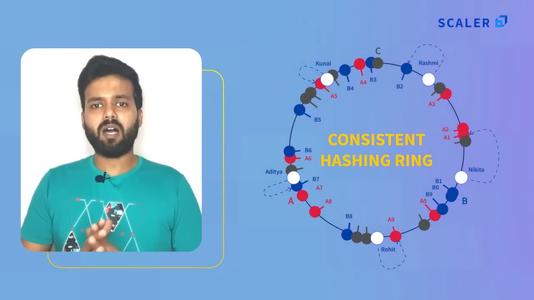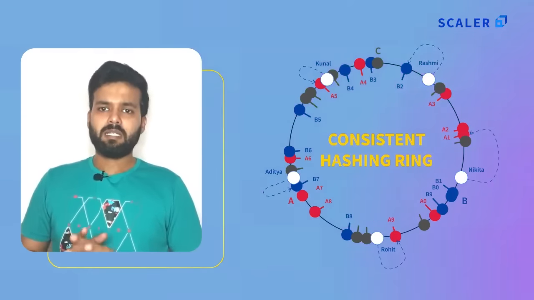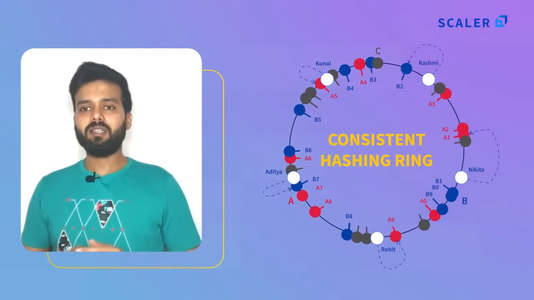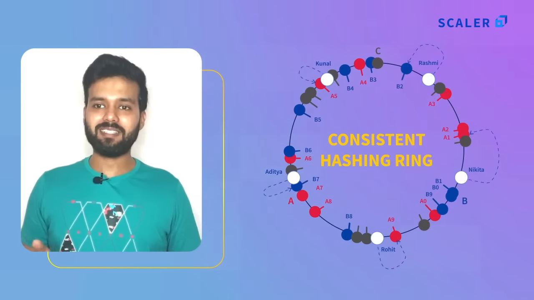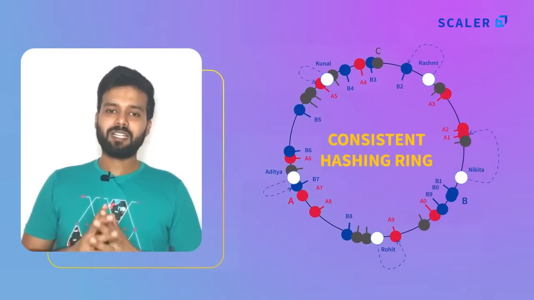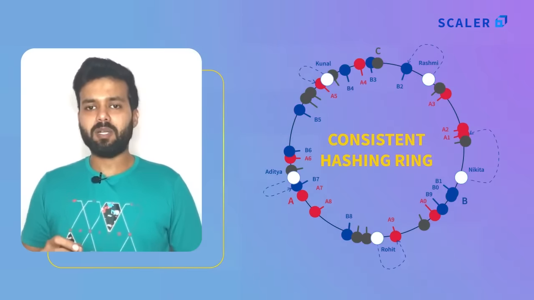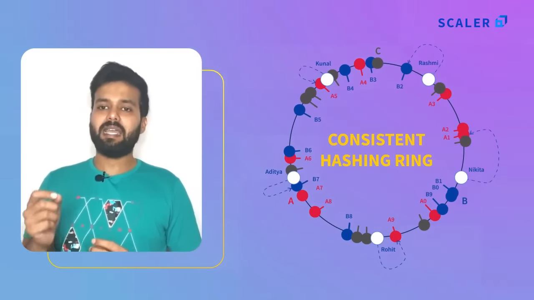But what happens with the other object keys, the ones that originally belong to A and B? The answer is nothing. Absolutely nothing. And that's the beauty of consistent hashing. The absence of the C labels does not affect those keys in any way.